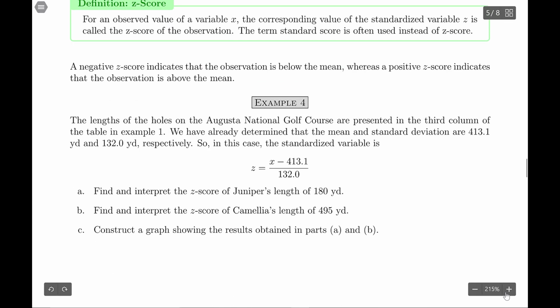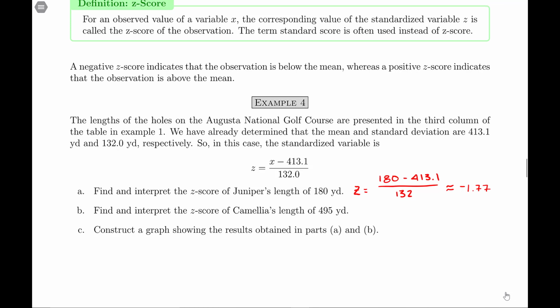So if we look at example 4, part A: find and interpret the z-score of Juniper's length of 180 yards. We just substitute that into the formula. It's 180 minus 413.1, that's the population mean, divided by 132, which is the population standard deviation. When we compute that, we're going to get approximately -1.77.